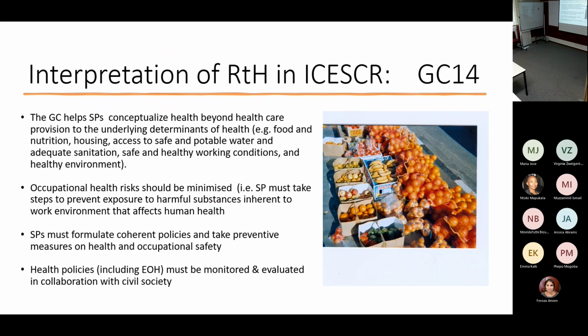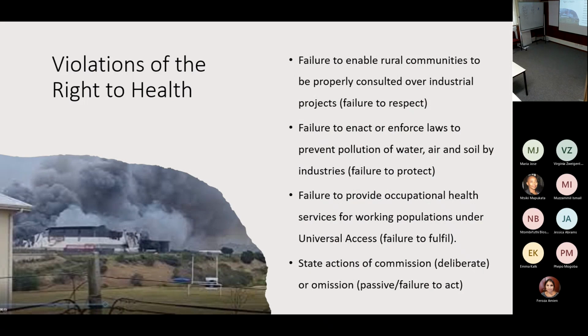This means that the state parties, which are parties to the covenant, must take steps to prevent exposure to harmful substances inherent to the work environment that affect human health. State parties must formulate coherent policies that take preventative measures on health and occupational safety. And also environmental and occupational health policies, and let's just say all health policies at large, must be monitored and evaluated in collaboration with civil society. So the state parties have all these obligations to respect, to fulfill, and to protect the right to health.